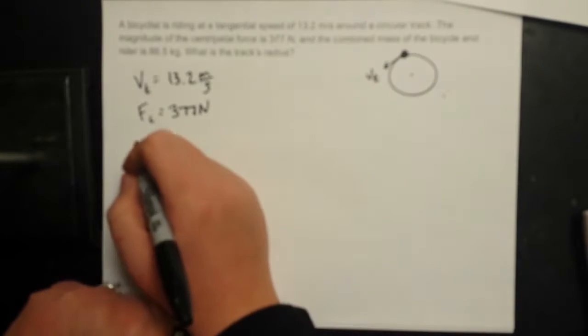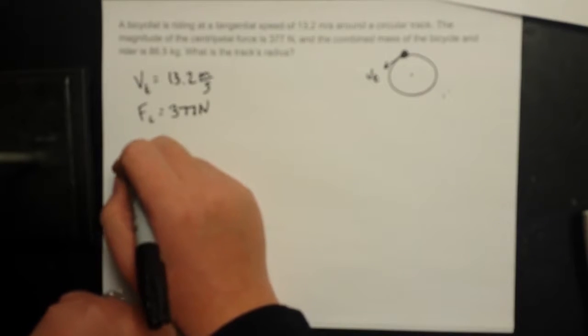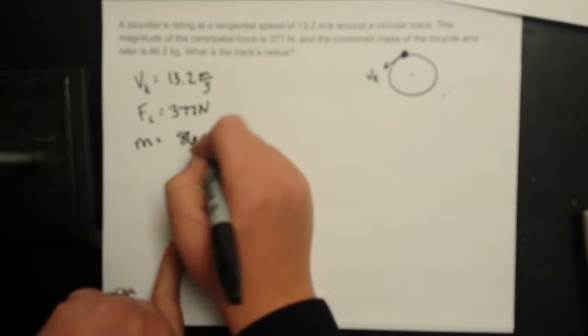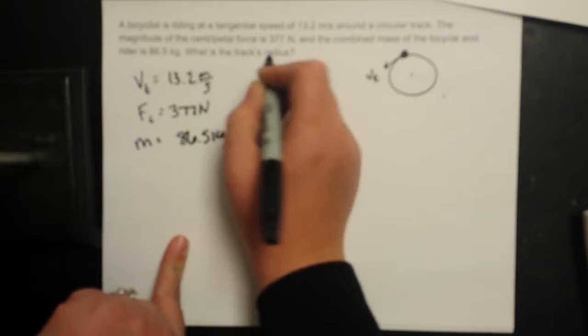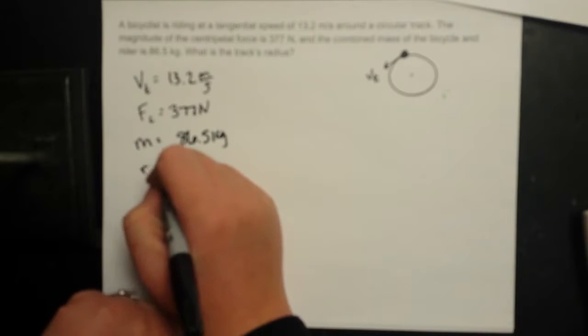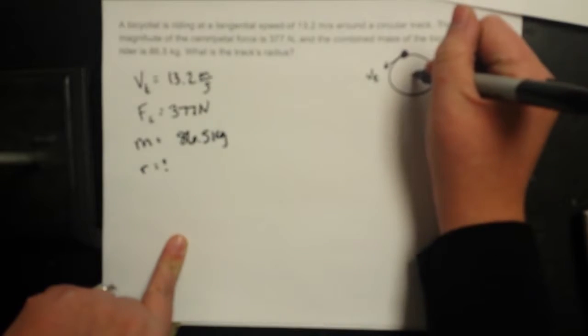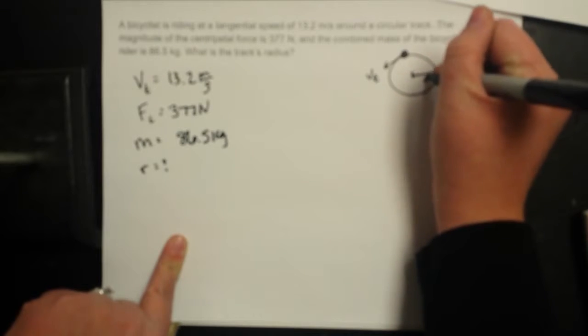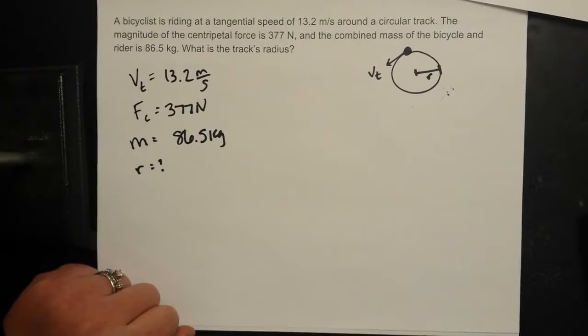And we know the combined mass of the bicycle and the rider, so the mass of what's happening on that bike, is 86.5 kilograms. We want to find the radius. So we want to find this length here. Sorry it's so blurry.